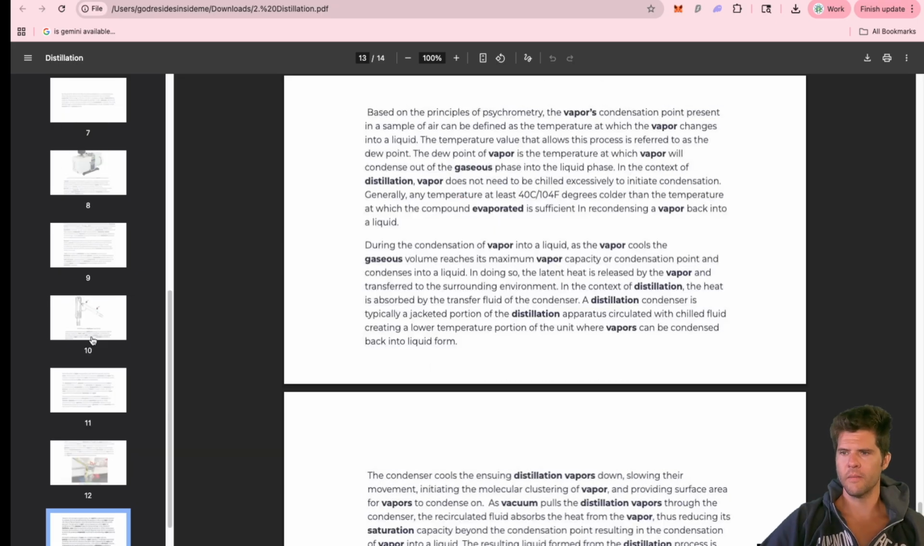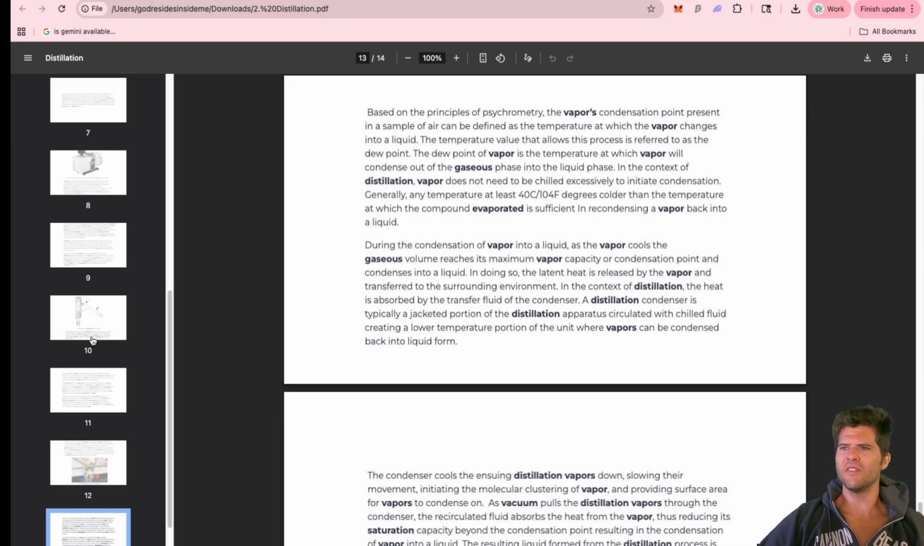Okay. Based on the principles of psychrometry, the vapor's condensation point present in a sample of air can be defined as the temperature at which the vapor changes into a liquid. The temperature value that allows this process is referred to as the dew point. The dew point of vapor is the temperature at which vapor will condense out of its gaseous phase into the liquid phase. Dew point. Do you understand the dew point?